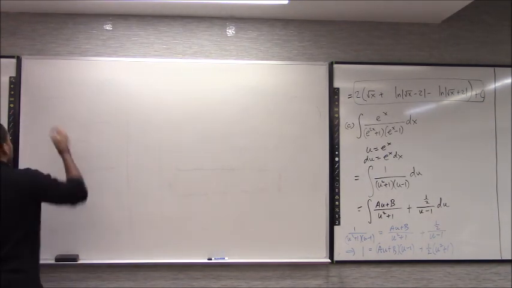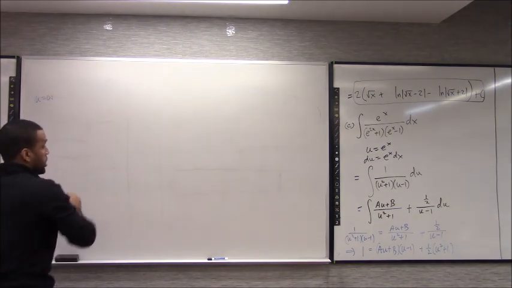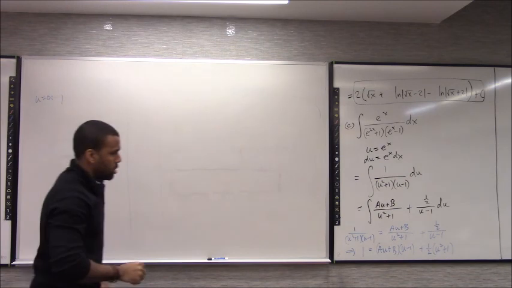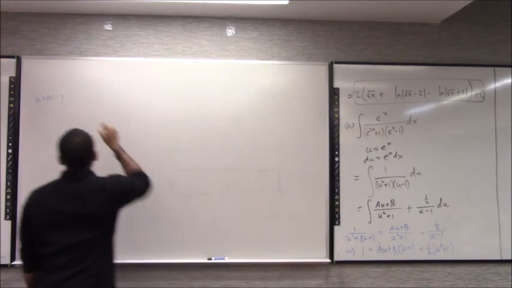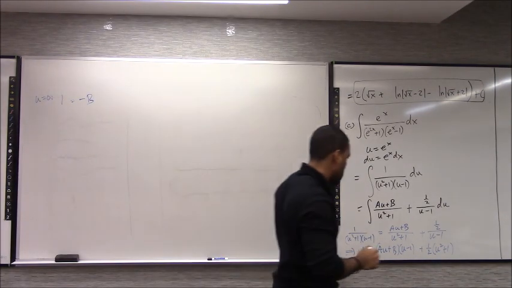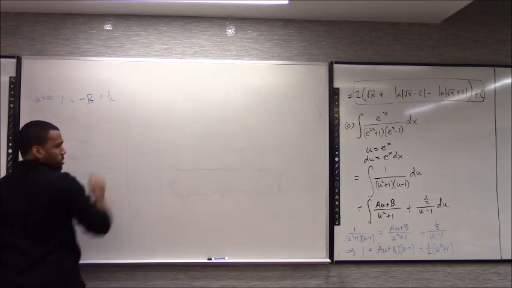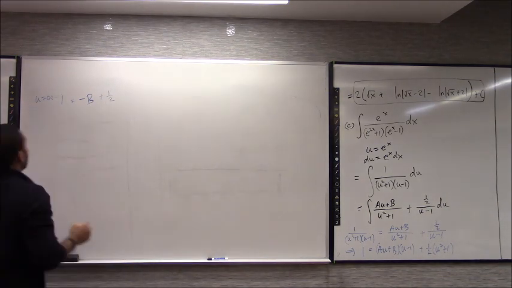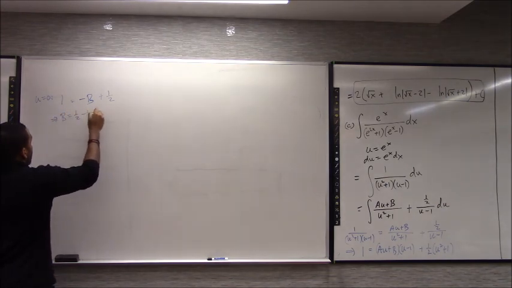Okay, so you want to plug in convenient values. If u equals 0, we would get 1 equals, your u is 0, so this is going to become minus b. And if u equals 0, that's going to be plus 1 half. So this means that your b is equal to 1/2 minus 1 equals minus 1/2.